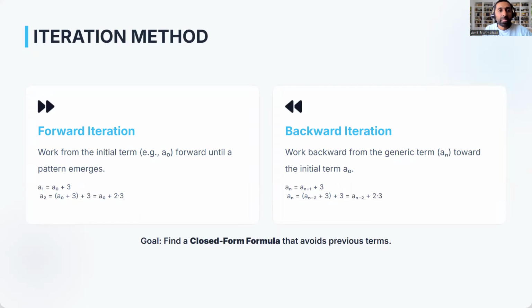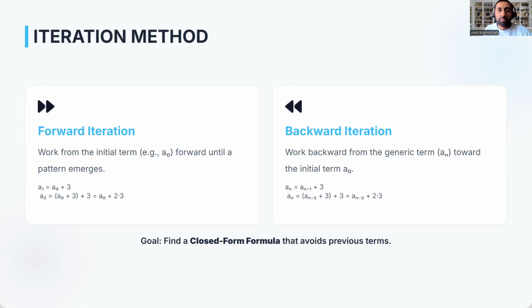Iteration method. To transform a complex recurrence relation into a highly effective direct evaluation formula, we utilize a technique called the iteration method. We can approach this from two directions. Forward iteration begins at the foundational base cases, building upward systematically until a recognizable inductive pattern manifests.